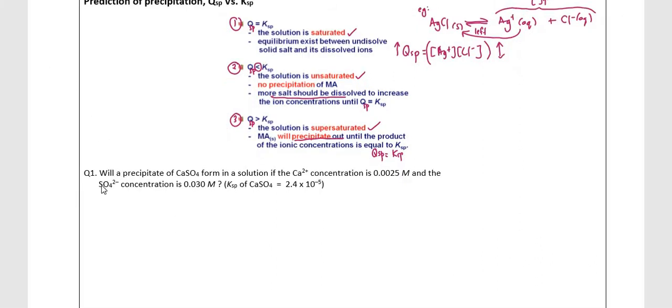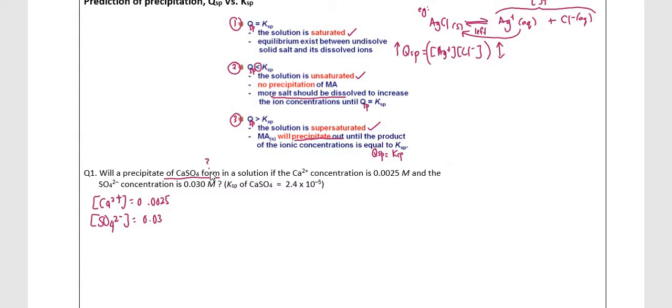Try to do one question. Will a precipitate of calcium sulfate form in a solution if the Ca2+ concentration is 0.0025 and the concentration of sulfate ion is 0.003 molar? Okay, given concentration Ca2+ is 0.0025 and concentration sulfate is 0.03. The question asks you, will a precipitate of calcium sulfate form?